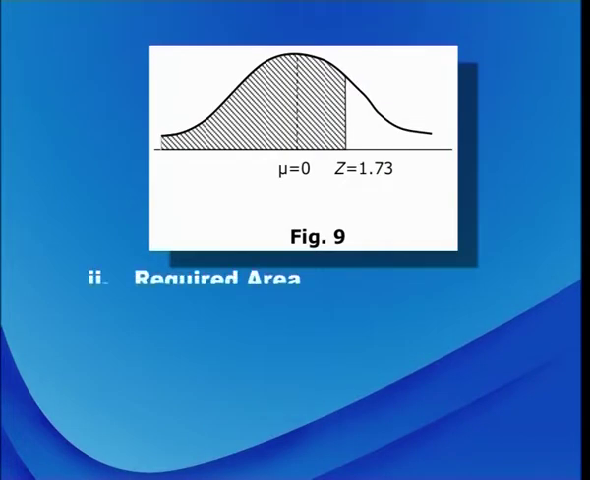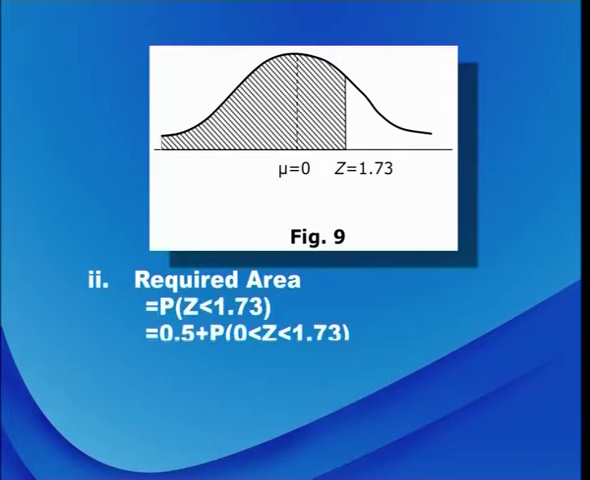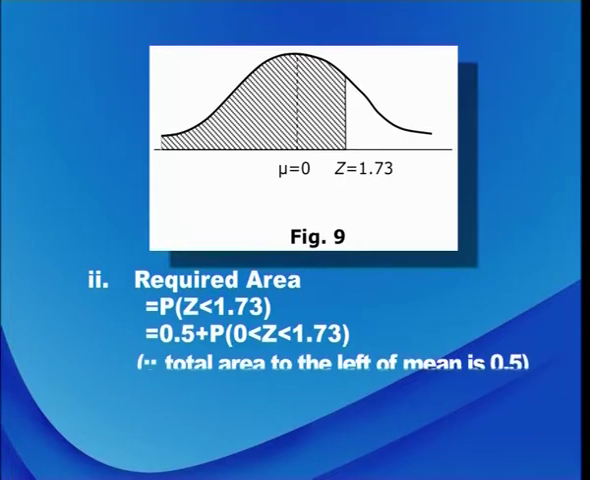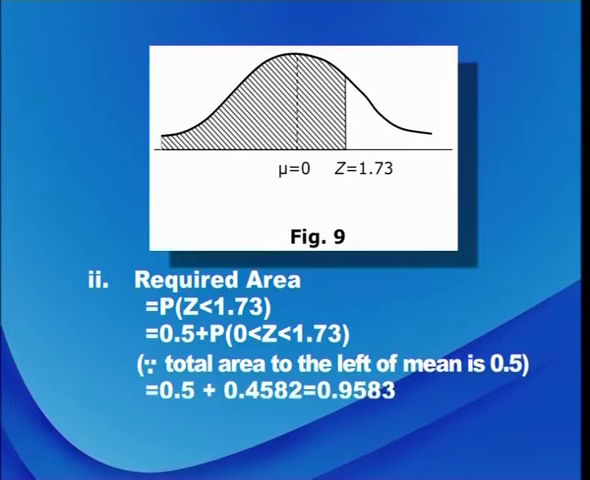Second, the required area is the probability of Z less than 1.73. That is equal to 0.5 plus the probability of 0 less than Z less than 1.73, since the total area to the left of the mean is 0.5. So this is equal to 0.5 plus 0.4582, which is equal to 0.9582.